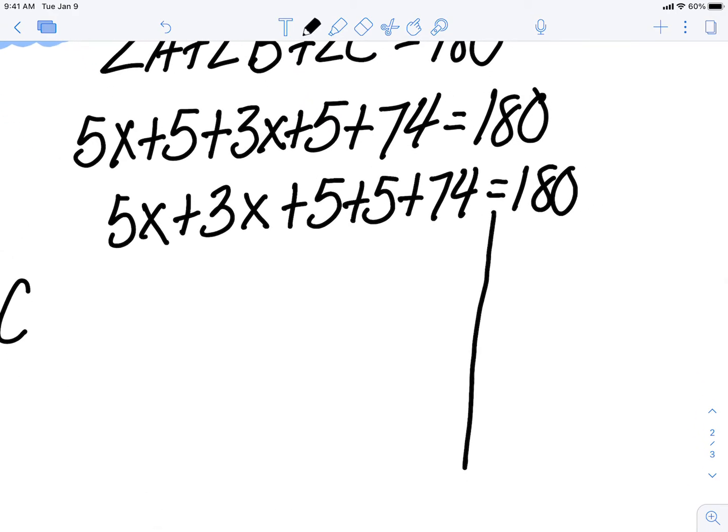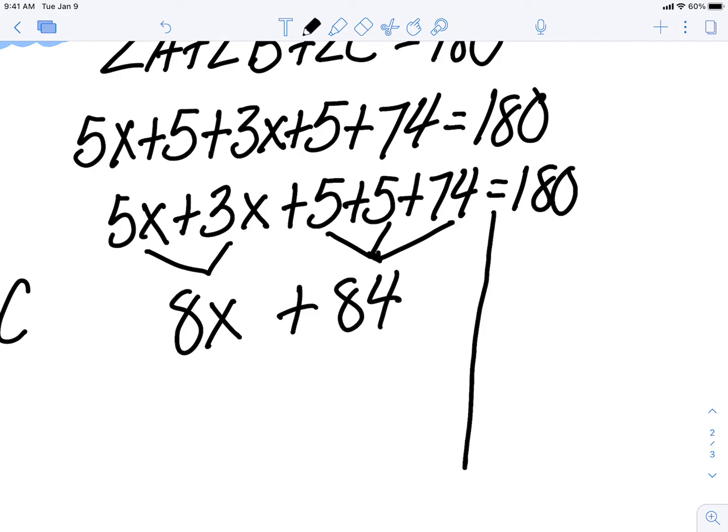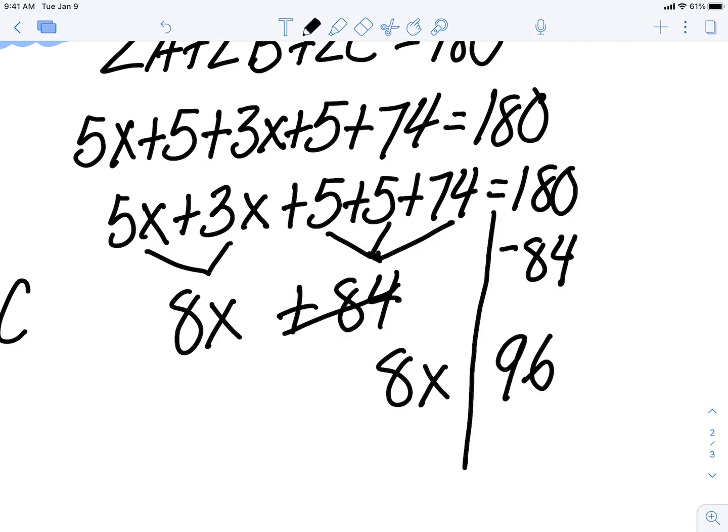So I'm going to add like terms. 5x and 3x gives me 8x, and then 5 and 5 and 74. Well, 5 and 5 is 10, and 10 plus 74 is a positive 84. Now I need to take this 84 and bring it over and make it a negative 84. So I'm left with 8x. 180 minus 84, if I use my calculator, use your tools, guys, is 96.